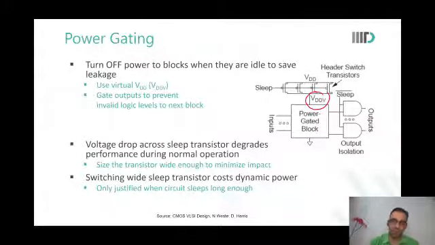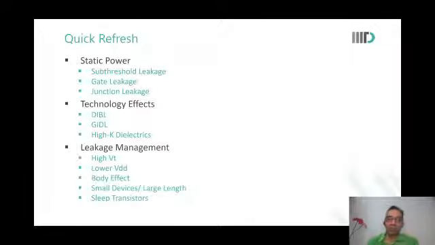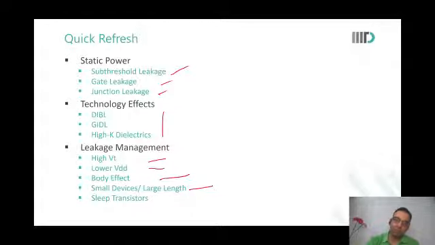Okay, sir. So what we looked at today was 3 kinds of leakages: static power being governed by subthreshold leakage, gate leakage, and junction leakage. We looked at scaling effects like DIBL, GIDL, and we talked about high-K dielectrics, that we use high-K dielectrics so that physical gate oxide thickness can be higher and gate leakage can be reduced. And to reduce leakage, we discussed using high VT, lowering VDD, which we already discussed in the last class also, body effect, large length you mentioned, and then we also talked about sleep transistors towards the end.